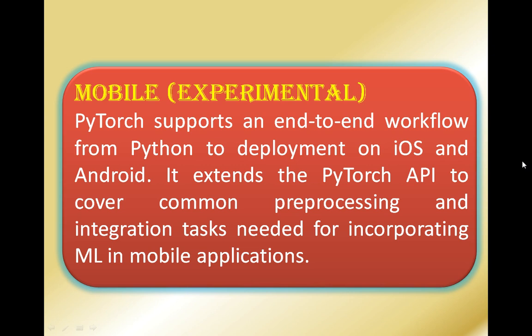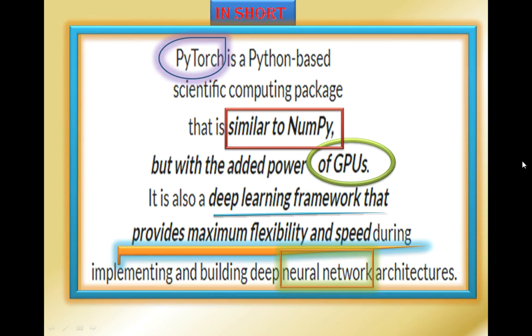In short, we say that PyTorch is a Python-based scientific computing package that is similar to NumPy but with the added power of GPUs for graphic rendering. It is also a deep learning framework that provides maximum flexibility and speed during implementing and building deep neural network architectures. That's all we have with this lecture.